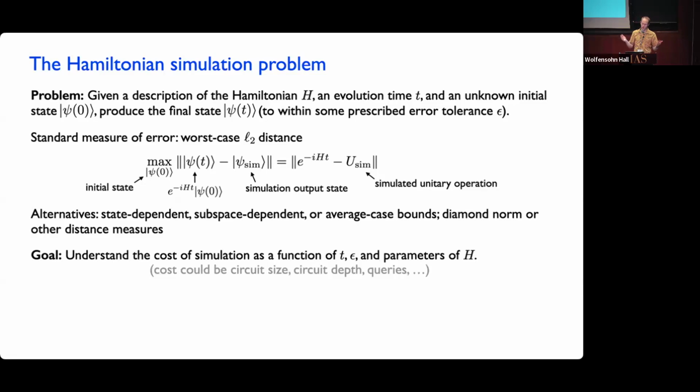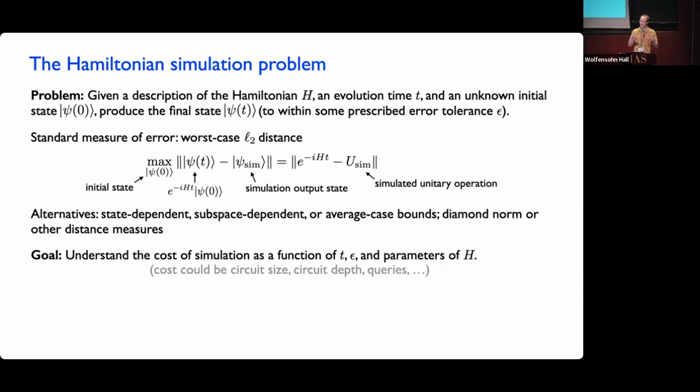And you also might be interested in how things scale with various parameters describing the Hamiltonian, like, for example, how many qubits does it act on? How local is it? How sparse is it? If it's a local or a sparse Hamiltonian, we'll talk about those notions a little bit more later. Some kind of parameters that describe the Hamiltonian.